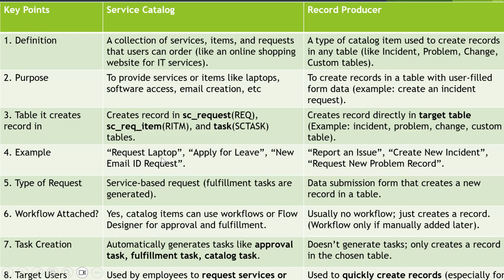The examples for service catalog are requesting a laptop, applying for leave, a new email request, or any hardware or software request. For the record producer, examples are report an issue, create a new incident, or request a new problem. As we already discussed, for the incident, problem, change, or any custom tables, it creates the record directly on that table. That's why create a new incident, request a new problem, change request, and report an issue are involved.